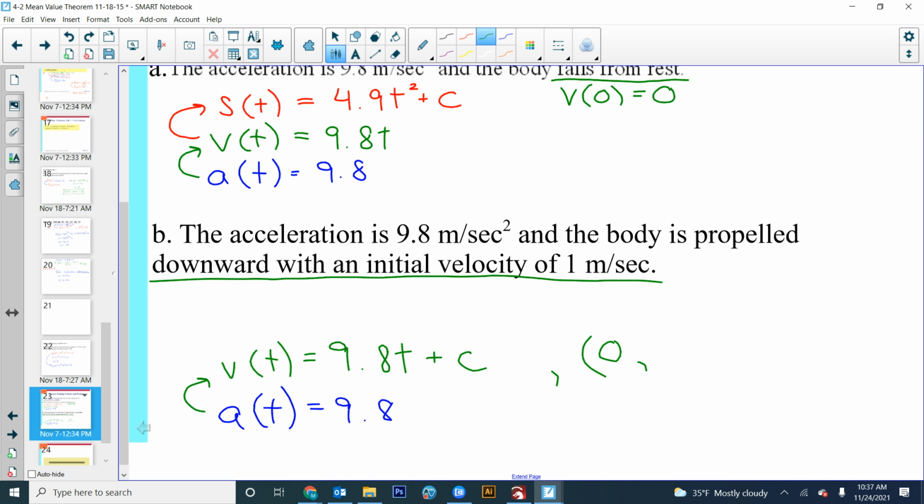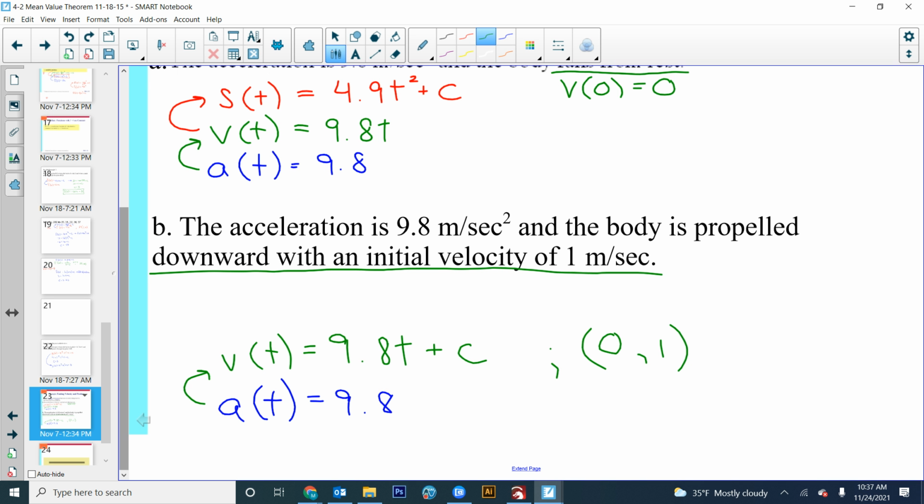Should we put negative 1? But that's acceleration negative as well. I like that. 0 and 1. Well, let's solve for C there. If V of 0 is 1, then C is... You guys agree? If we plug in 1 for velocity and 0 for t, we get C is 1.